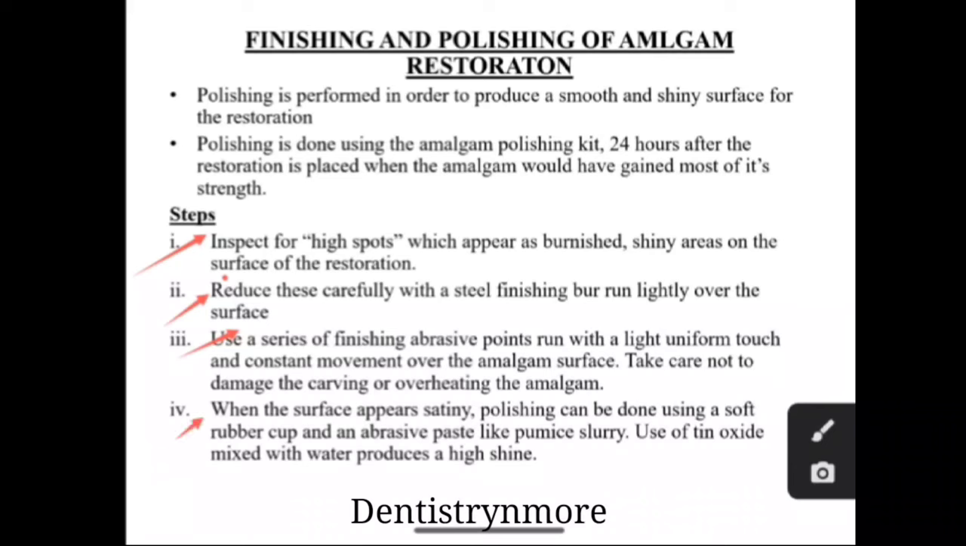And the last step is, when the surface appears shiny, polishing can be done using a soft rubber cup and an abrasive paste like pumice slurry. Use of tin oxide mixed with water can also produce a high shine.